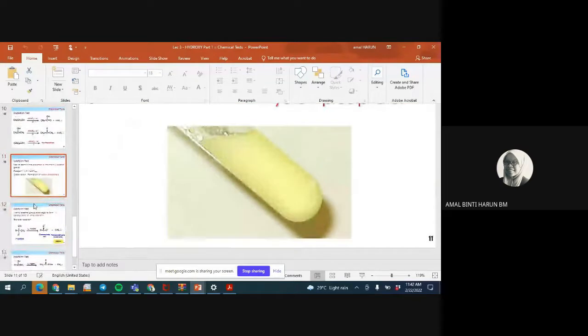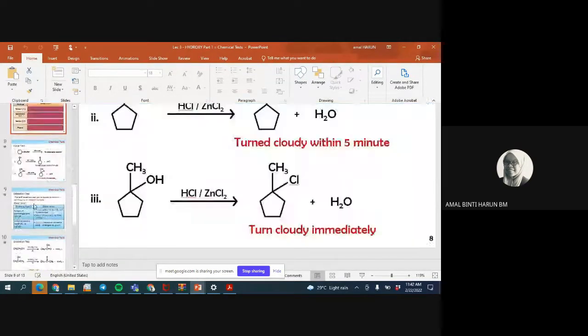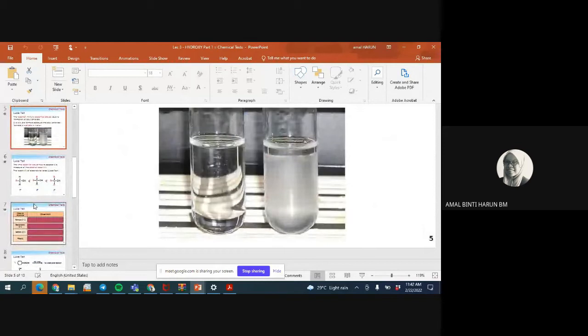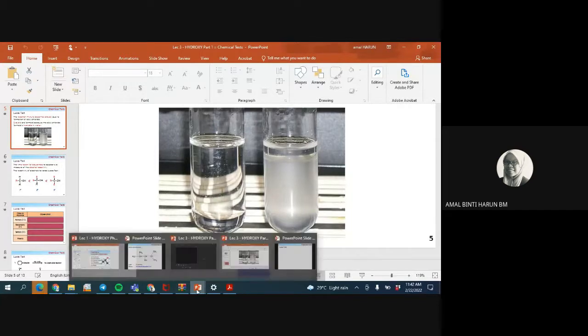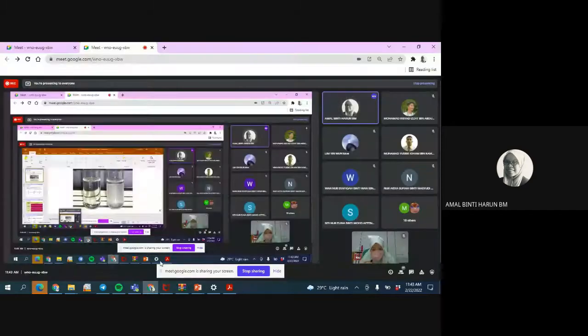Okay, this ni yang tak ada, dia tak buat dalam lab kan. Okay, tu je lah. Okay, so nak tunjuk cloudy tu macam mana. Mana tahu tadi. Where is the meat? Stop sharing. Sekarang I share this one.